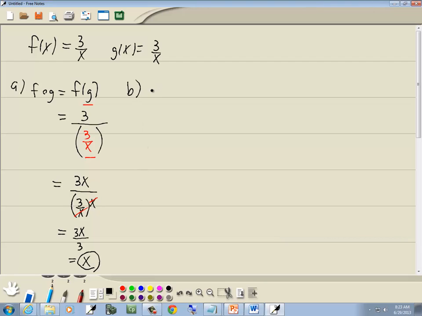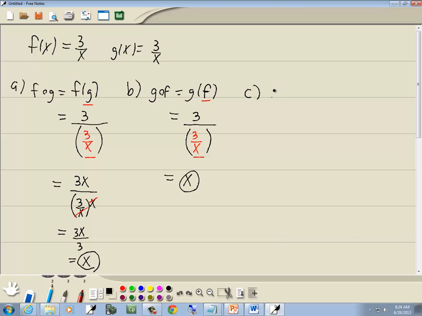Now b. We want to find a composition of g and f, which is g of f. Same idea. We're going to go through in our g of x, and everywhere we have an x, we'll put in parentheses. So I got 3 over a set of parentheses. This is evaluating the function, so whatever's inside this parentheses, we're going to plug in here. But we have f here, and f was 3 over x. Now notice, this is the same as this over here, isn't it? So this is automatically going to give us x also.